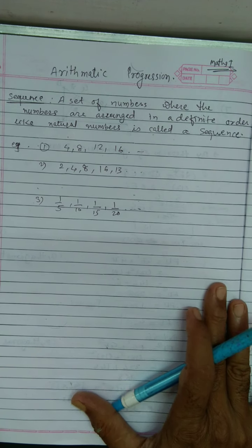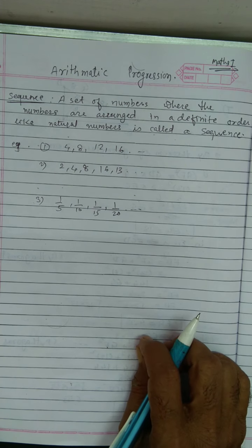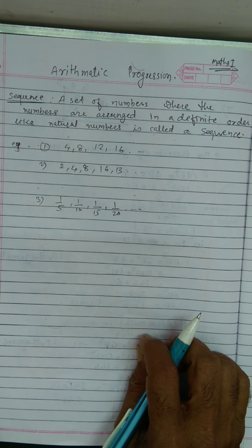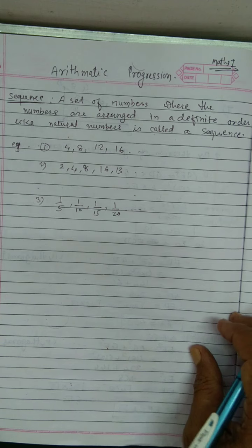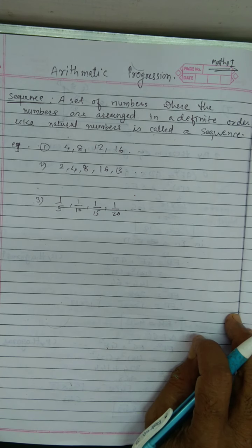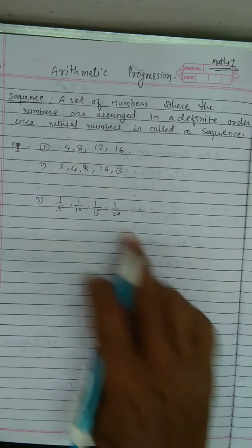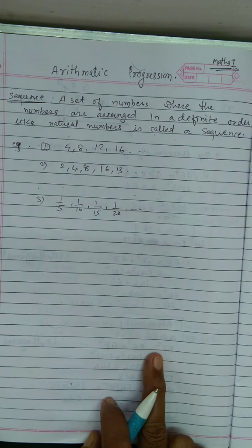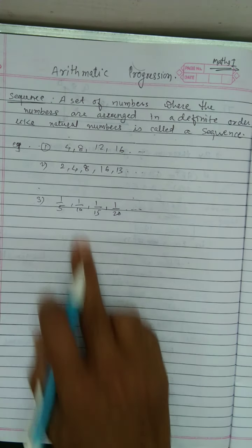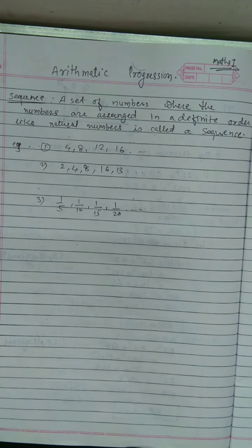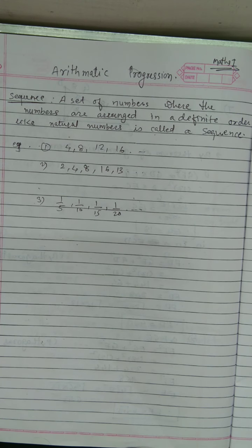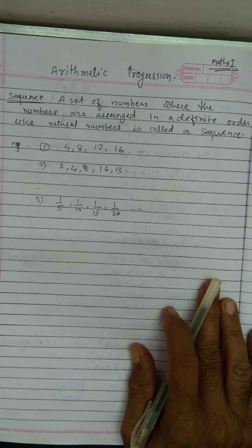What is the sequence? A sequence is a set of numbers arranged in a definite order, like the natural numbers. For example, with the natural numbers 1, 2, 3, 4 and so on, here the numbers we get increase by 1.